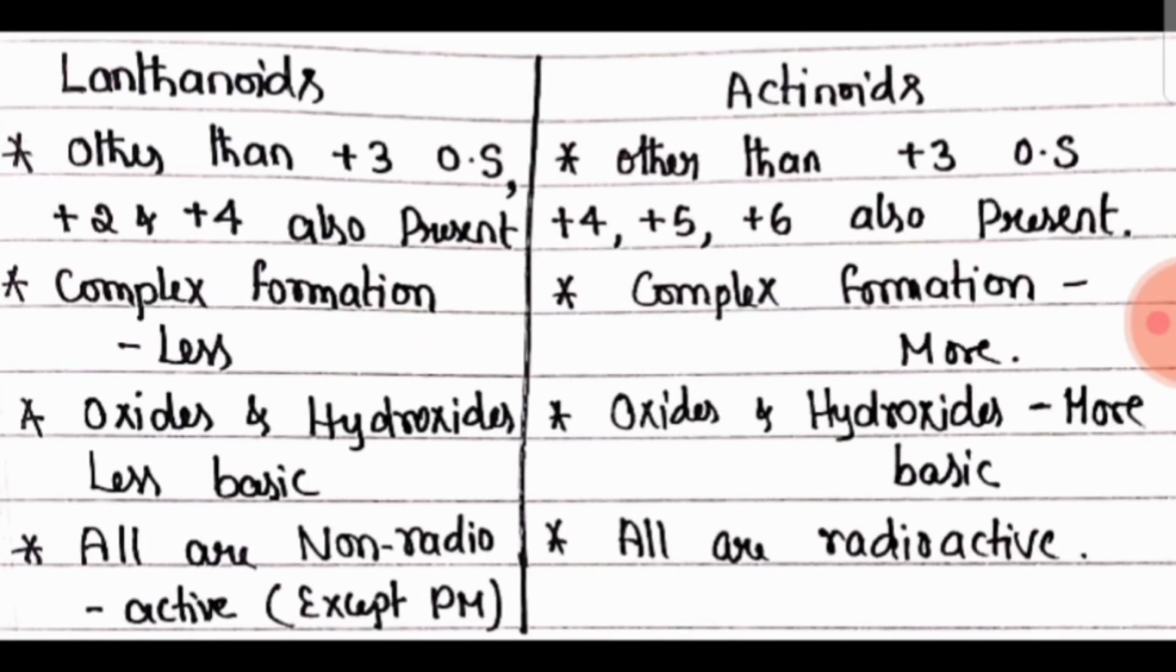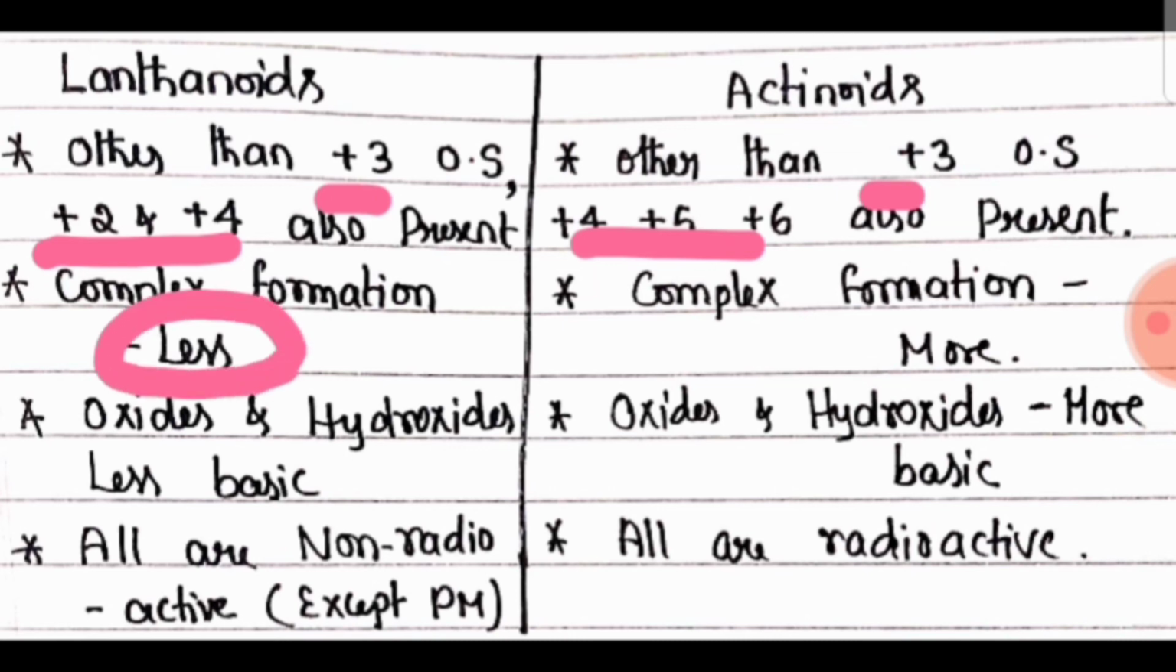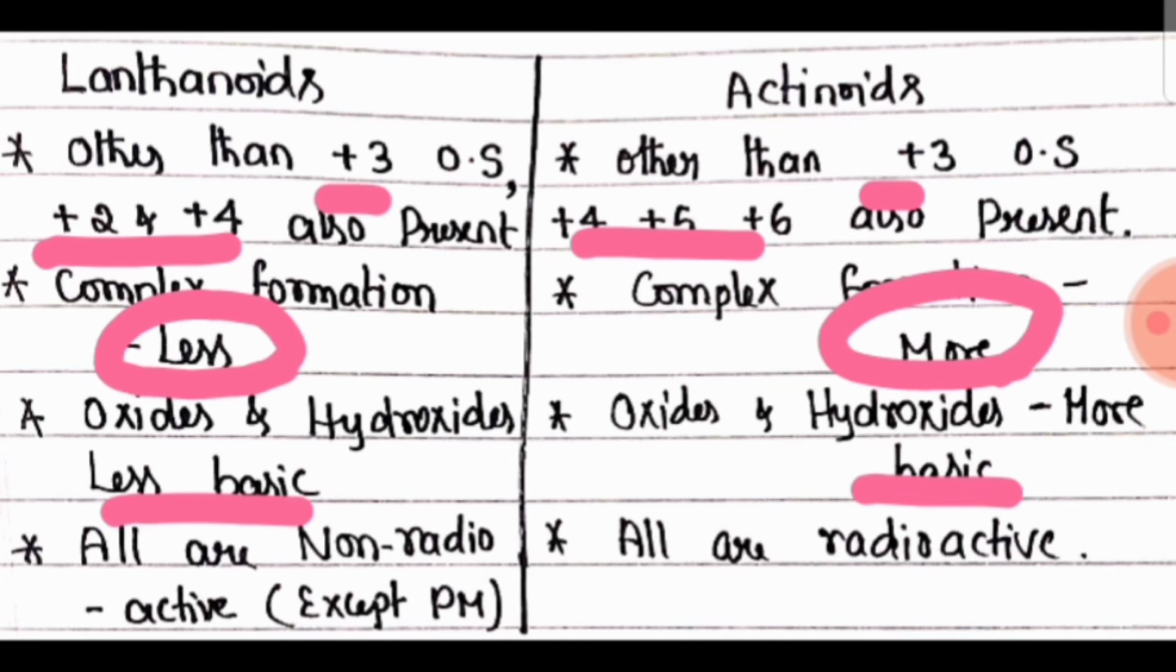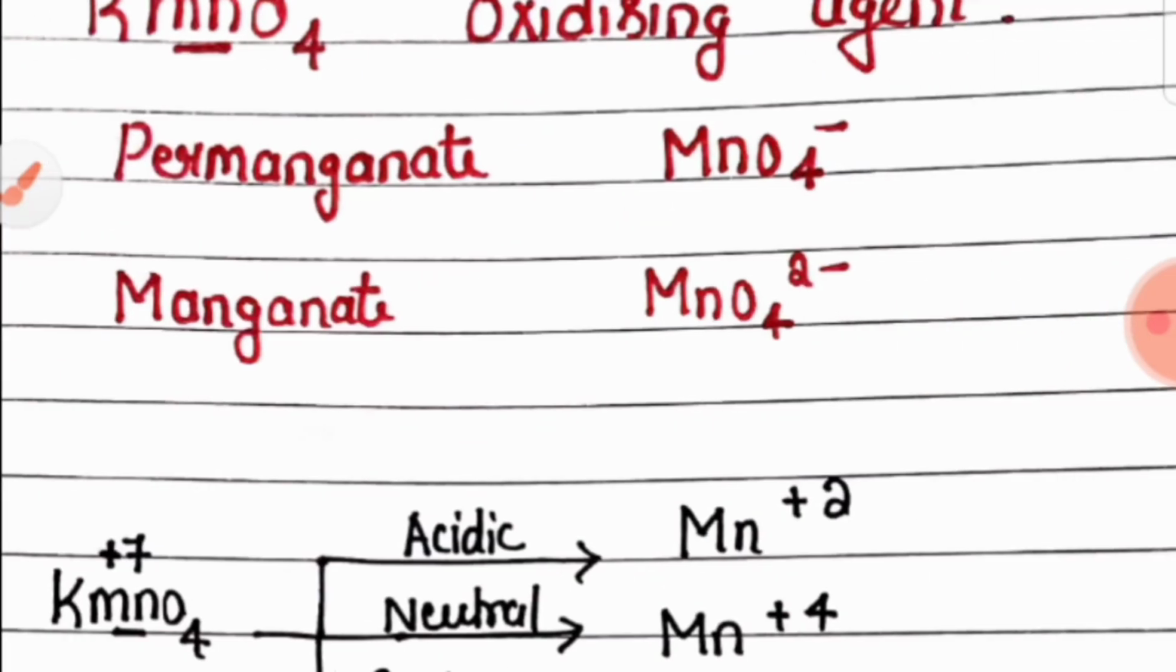Now the dissimilarities between lanthanides and actinides. Both show +3 oxidation state. In addition to that, lanthanides have +2 and +4 common oxidation states. Actinides have +4, +5 and +6. Complex formation by lanthanides is less, whereas it is more in case of actinides. The oxides and hydroxides of lanthanides are less basic, whereas in actinides they are more basic. In lanthanides, all are non-radioactive except Pm, whereas all actinides are radioactive.